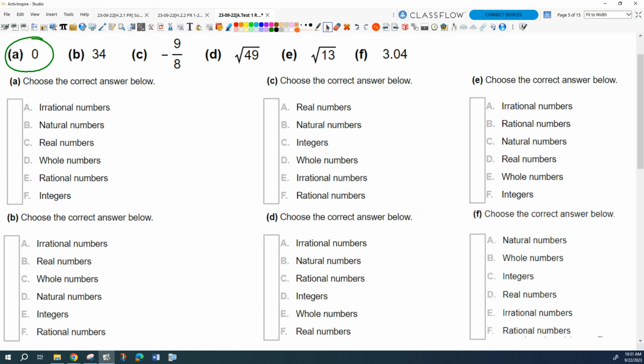So that's A. So what can you tell me about that? What sets does 0 not belong to? Okay, irrational and natural. Everybody see that? It's not irrational. It's not natural. But it is real, isn't it? It is a whole number because the whole numbers start at 0. It is rational, right? Because we know that real numbers and whole numbers have to be rational. Those are subsets of rational. And 0 over 1, we could write it as a fraction. And it is an integer. Okay, it is a hash mark on a number line. So, yeah.